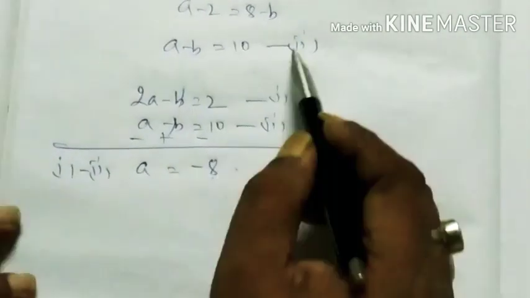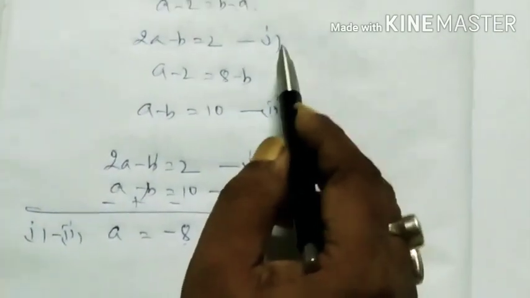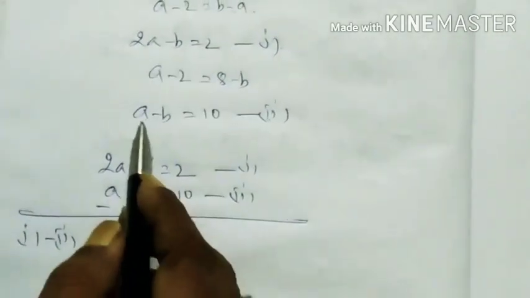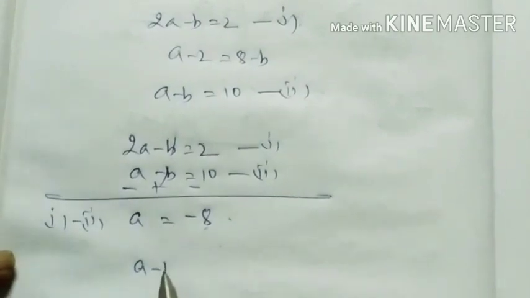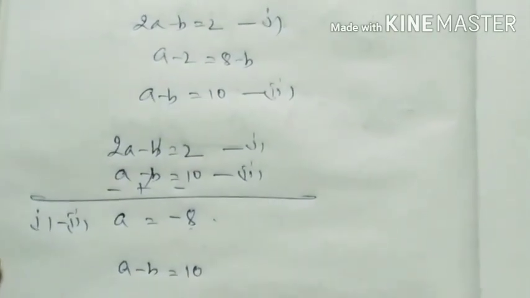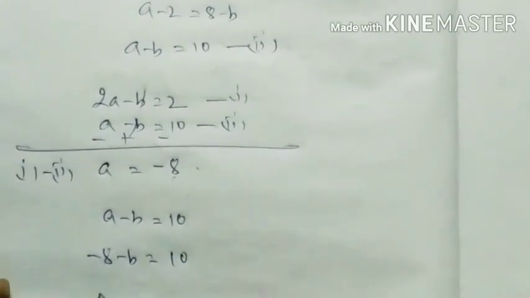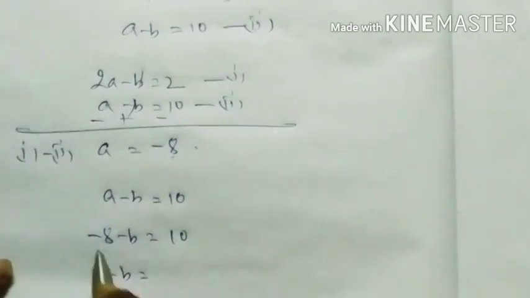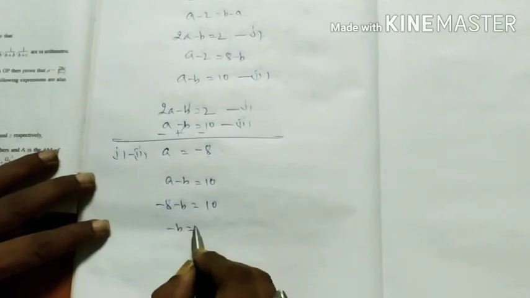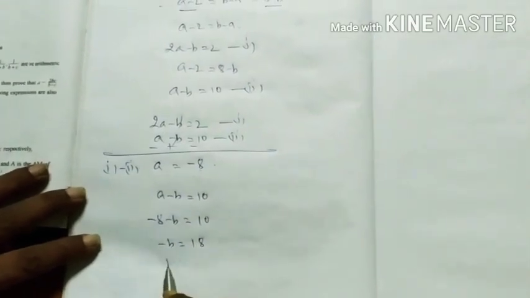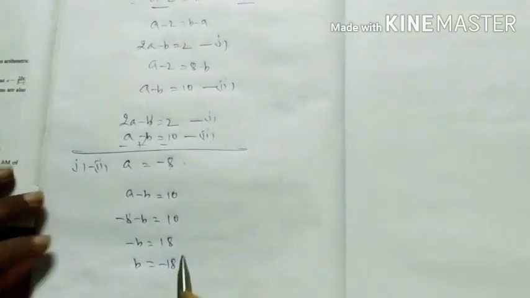Now putting the value of a in either equation 2 or 1 to find the value of b. a minus b is equal to 10. So minus 8 minus b is equal to 10. So minus b is equal to 10 plus 8, which is 18. So b is equal to minus 18.